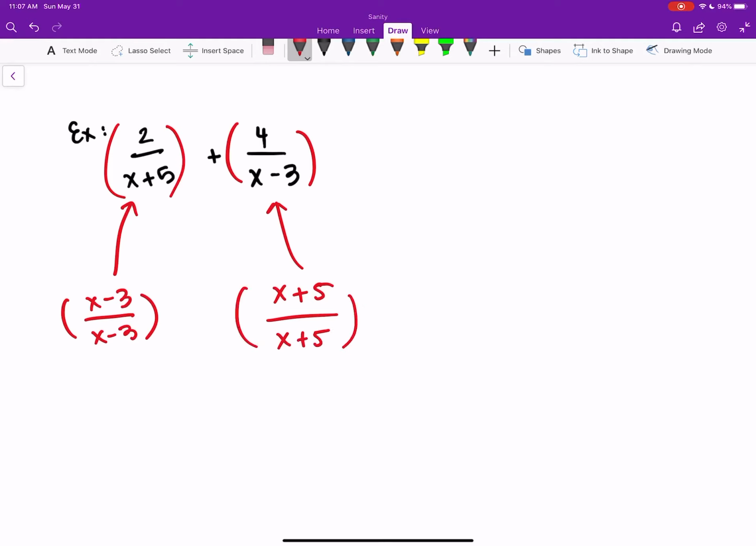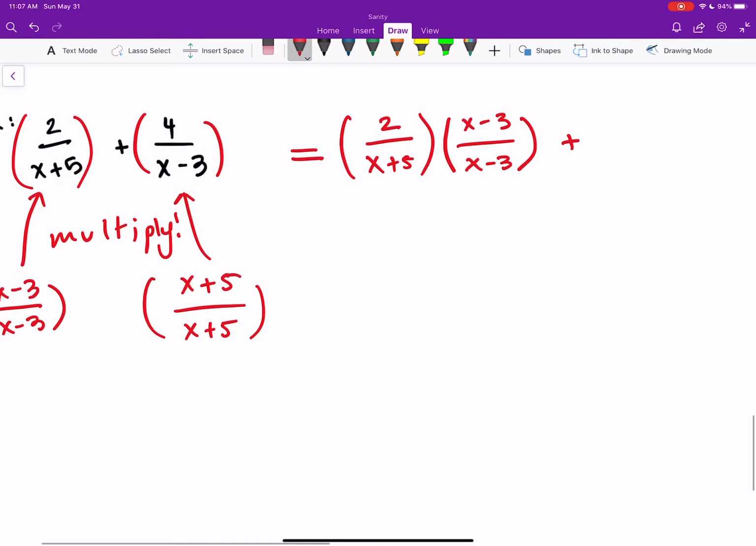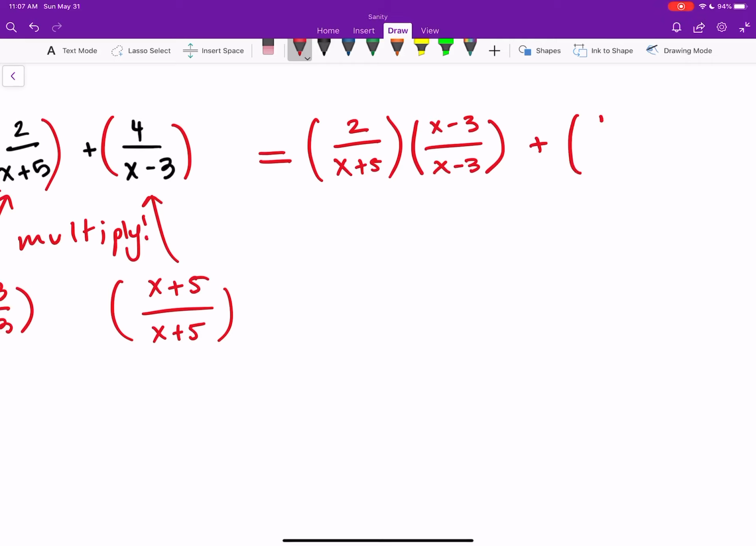All right, so here, multiply. That is going to turn into, my first term is 2 over x plus 5 multiplied by, what did we plan? The x minus 3 over the x minus 3, plus, and then over here I have 4 over x minus 3. And that term is being multiplied by x plus 5 over x plus 5. And then we can simplify.